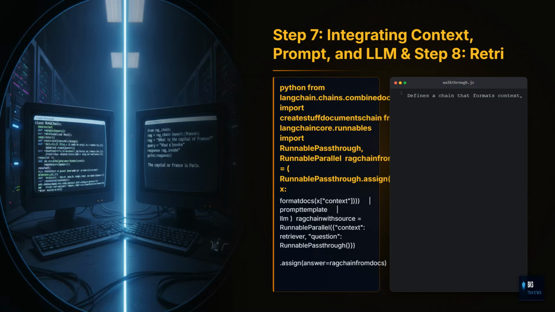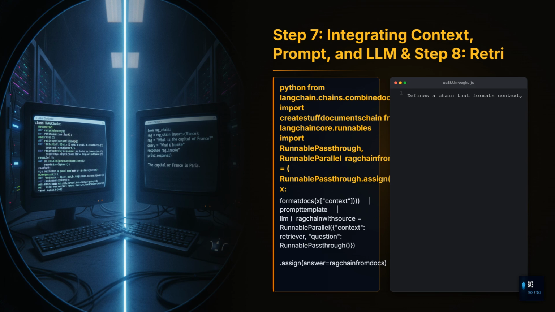In step 7, we chain everything together. This code defines how the retrieved context, our prompt template, and the LLM will interact. We create a RAG chain from docs that takes the context, formats it, applies the prompt, and gets the LLM's output. Then, RAG chain with source sets up a parallel process. One path retrieves context using our retriever, and the other passes the user's question directly. These are combined to create the final answer.